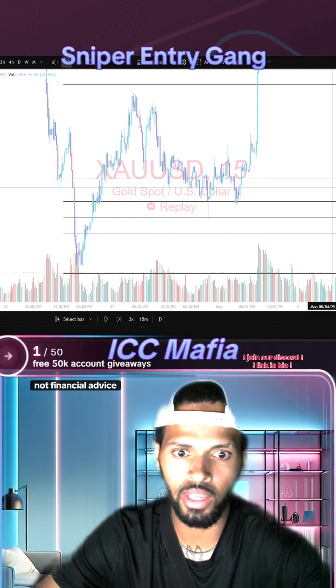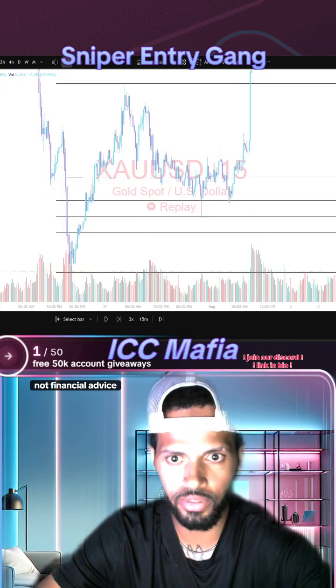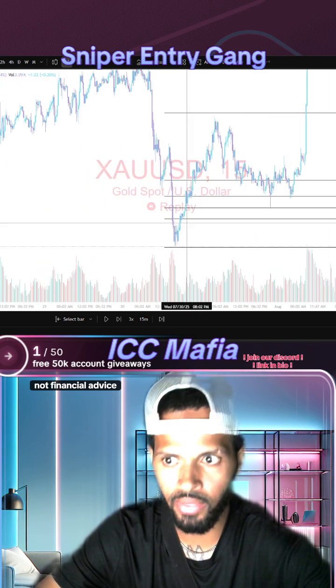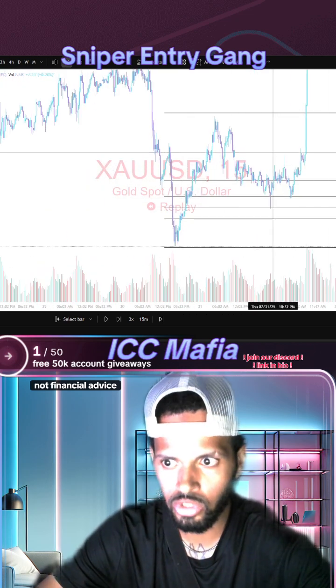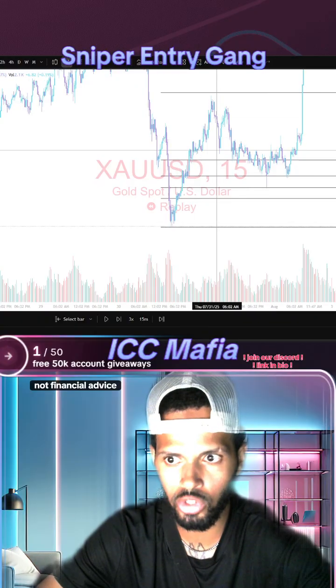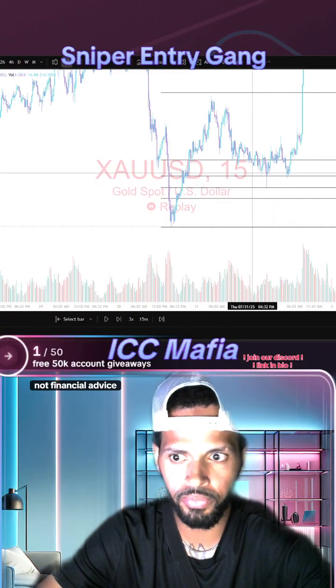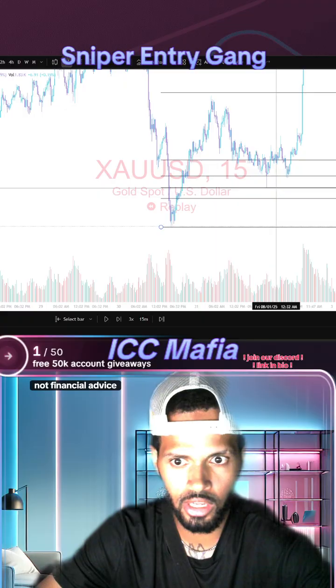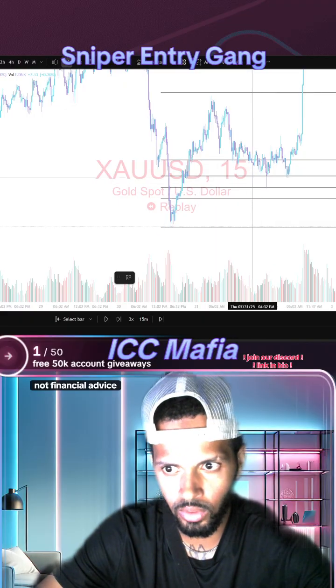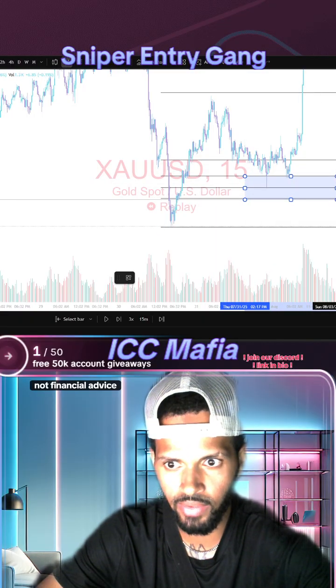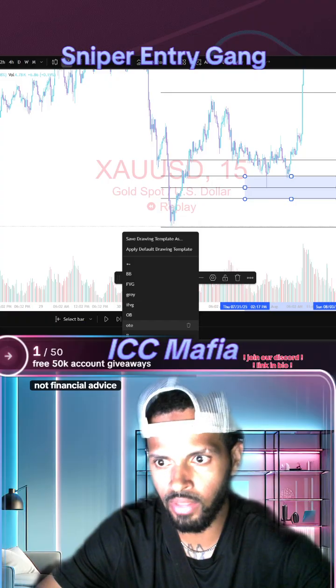Yeah, so again, I'll show you how to use the fib, but I'm just saying the fib is a retracement tool. So when price runs in one direction and starts to retrace, you draw out the fib, and 9 times out of 10, it's gonna bounce off the OTE level, right? So between 618 and 786 is called OTE, and that is where we take our trade.